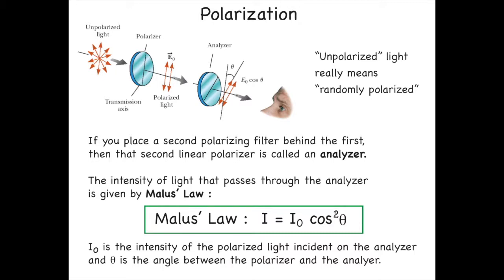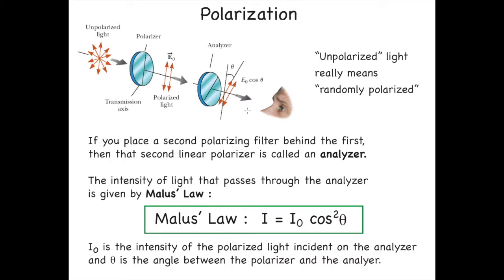Cosine of 90 is 0, squared is still 0, times anything is 0, so the amount of light that comes out is ideally nothing, right? Totally blocks all the light. Any angle in between, you're going to have some number between 100% and 0%, right? So let's look at that.